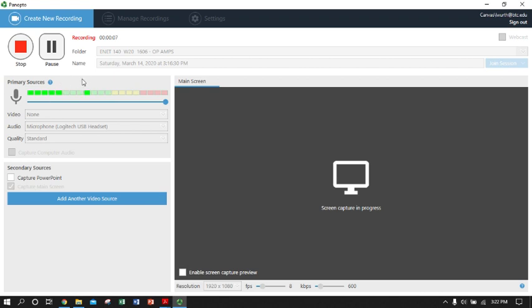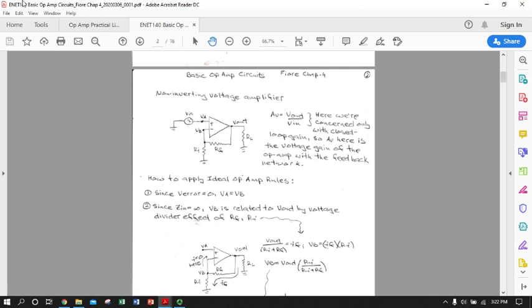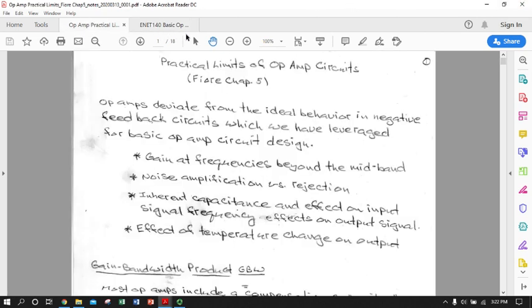Hello, ENET 140. This is the start of our Fiore's Chapter 5 section on op-amp practical limits. And this is, again, ENET 140 op-amps, Bellingham Technical College, Winter 2020.